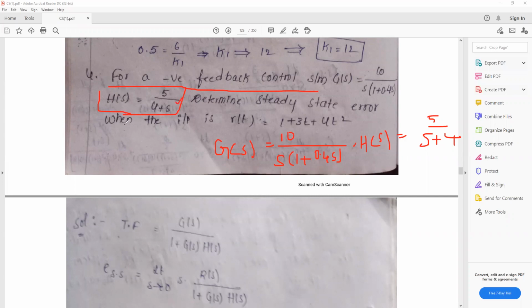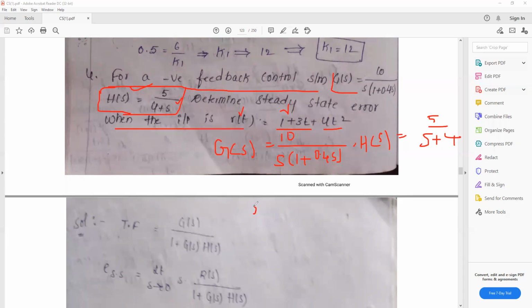Determine the steady state error when the input is r(t) is equal to 1 plus 3t plus 4t squared. First, in the given problem, this is the main forward transfer function G(s), and this is the feedback H(s), and the input signal is 1 plus 3t plus 4t squared. So first, the t domain is converted to the s domain.